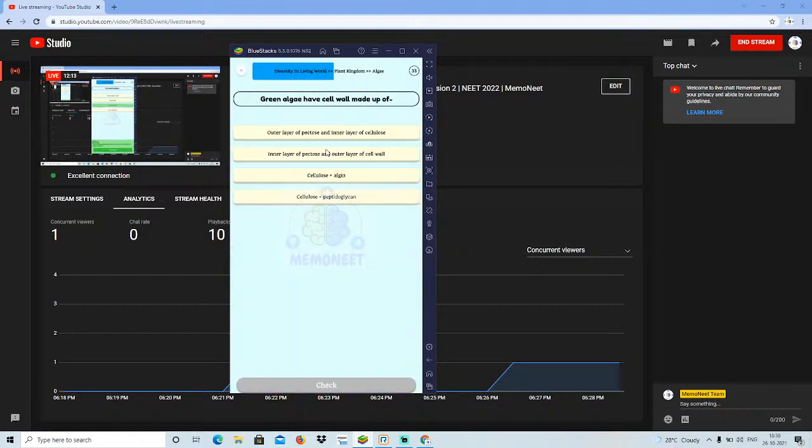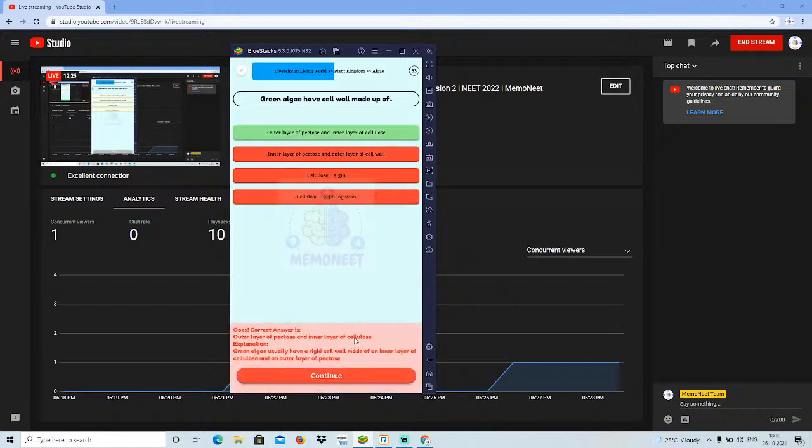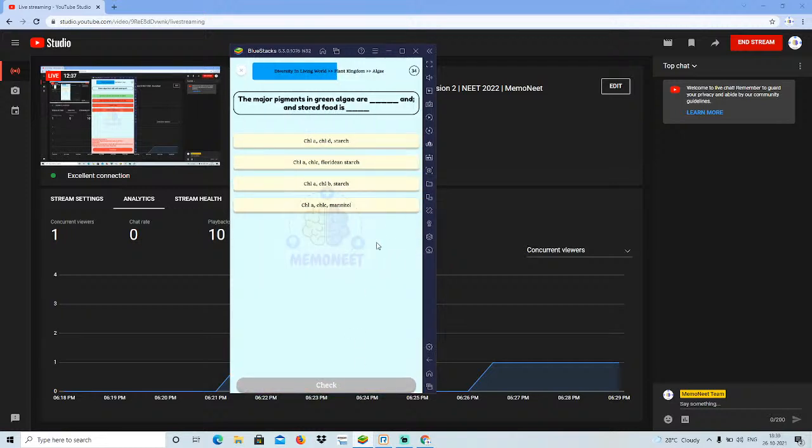Green algae have a cell wall made up of, okay, so it was the inner layer of pectose and the outer layer of cell wall. I guess I might be wrong. Oh, I got it wrong. Outer layer of pectose and inner layer of cellulose. Okay, so this is good. I got this wrong. Okay, that's fine. The major pigments in green algae are dash and stored food is dash. The major pigments are chlorophyll a and chlorophyll b and starch.